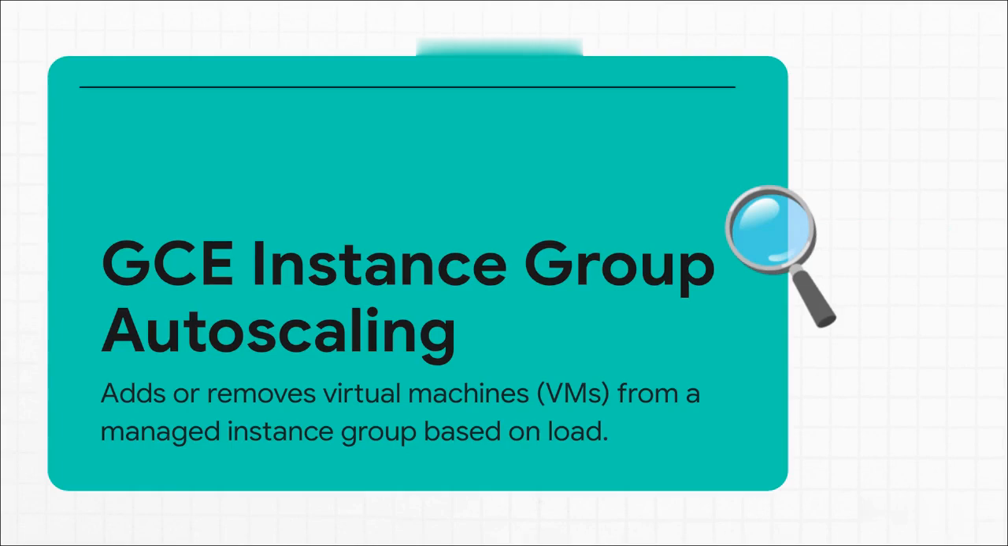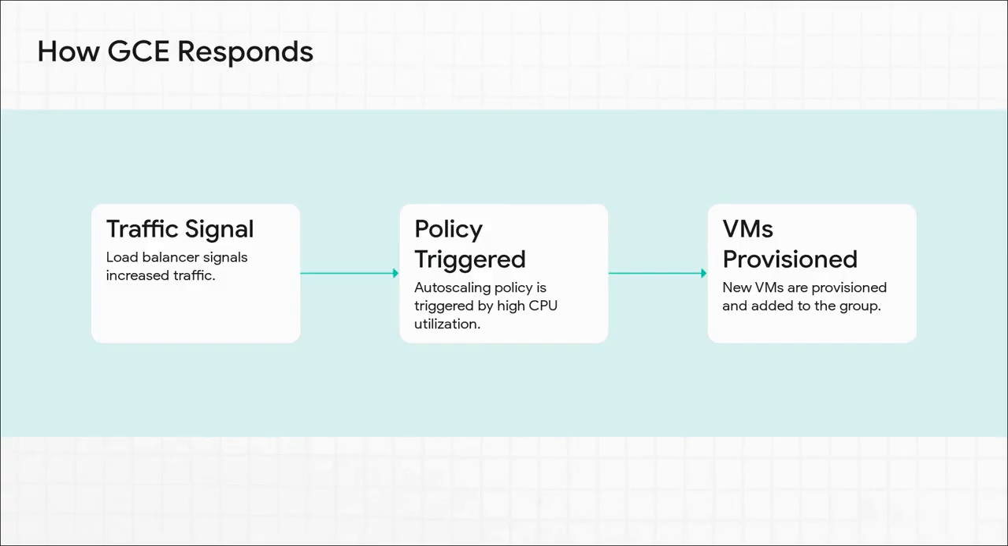So first up is our app running on Google Compute Engine. Its main line of defense is the instance group autoscaler. And the idea here is really simple. When the load gets too heavy, it just adds more VMs to the group to help carry the weight. So what's actually happening under the hood? Well, it's a pretty straightforward chain reaction.